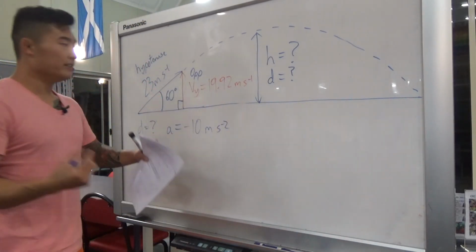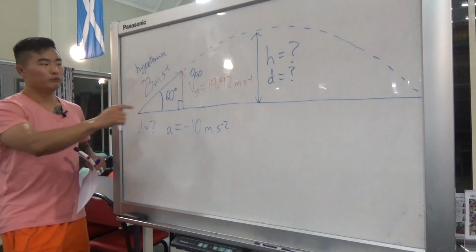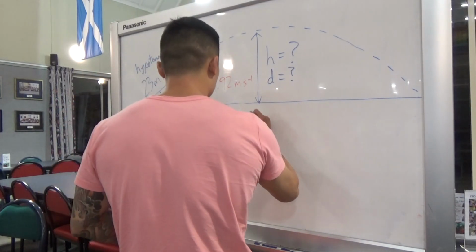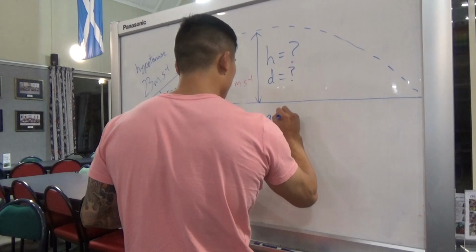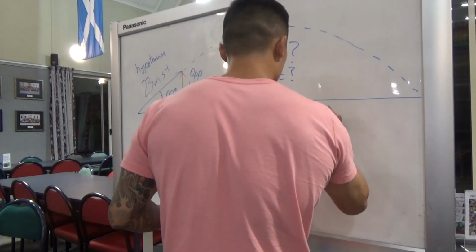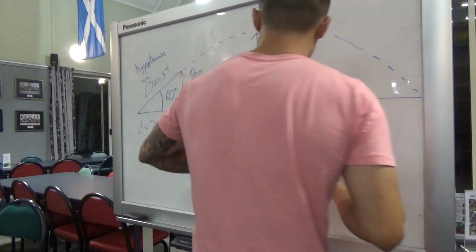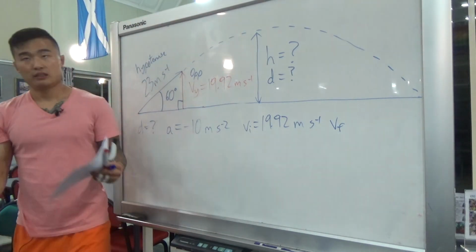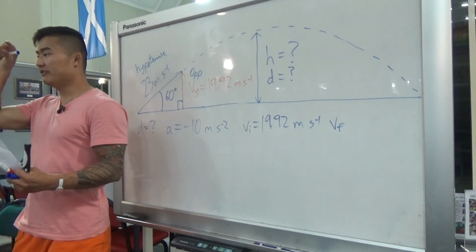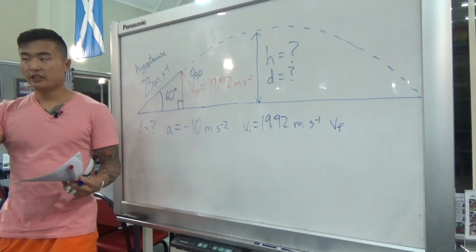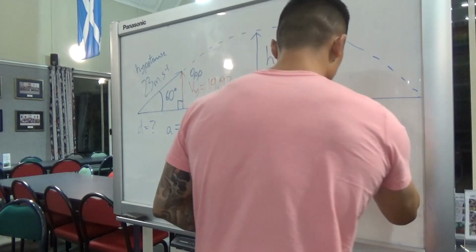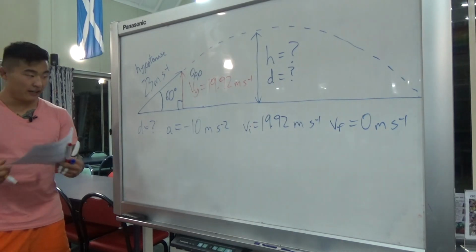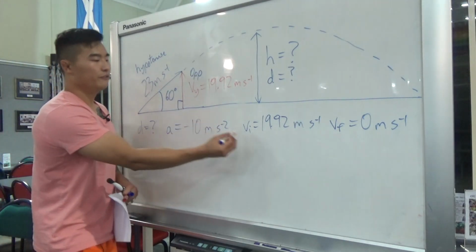Our initial velocity when it was going up was 19.92 meters per second. That was the vertical component of our velocity. So initial velocity is equal to 19.92 meters per second. And our final velocity, when it's right at the top of this apex here, for a split second, it's going to have a velocity of 0. So we know that our final velocity will be 0 meters per second. Okay, so now we have our variables. We have D, A, Vi, and Vf.